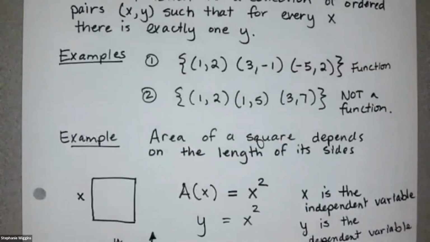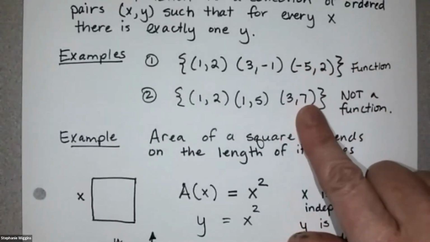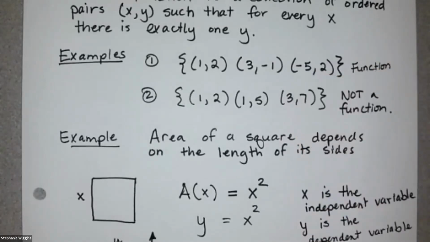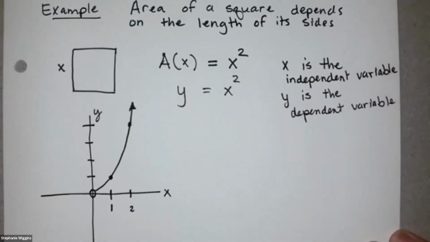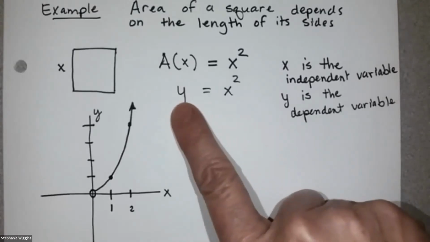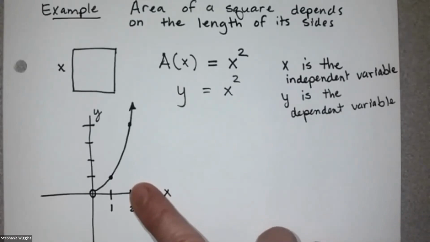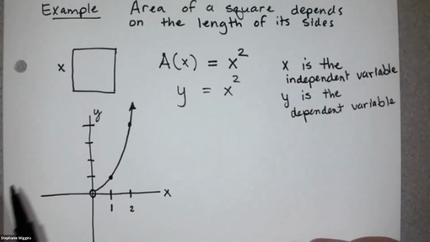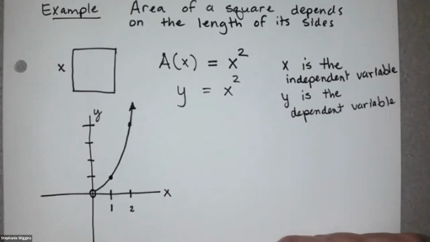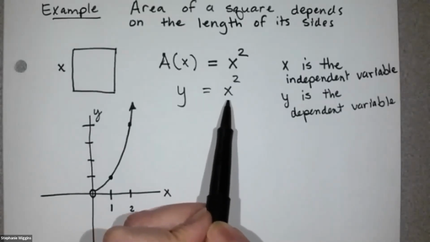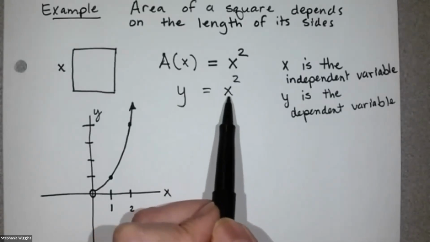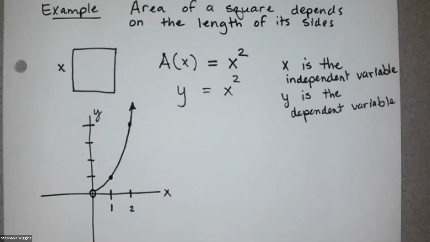In this example, we listed the ordered pairs, but we can't do that here because we have infinitely many ordered pairs. So in this example, instead of listing the ordered pairs, we can simply write the equation, or we can graph them. So every point on this curve here represents an ordered pair for our function. And every ordered pair x, y can be represented by an equation, y equals x squared, okay? So those are two other ways of representing functions besides just having a list of the ordered pairs.